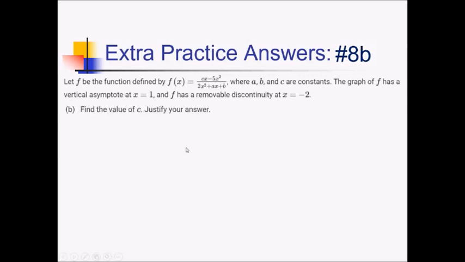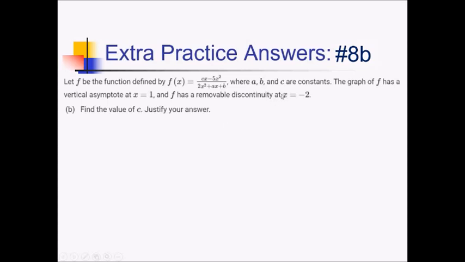On part B of this problem, ironically, they're asking us to find c, because we already found a and b in part A. So in order to find c, we're again going to use the fact that we have a removable discontinuity at x equals negative 2. If this is the case, then not only should the denominator be 0, which we used in part A to find a and b, but we should also have a numerator that comes out to 0 when we plug in negative 2. Because with a removable discontinuity, when you plug it in, you get 0 over 0.